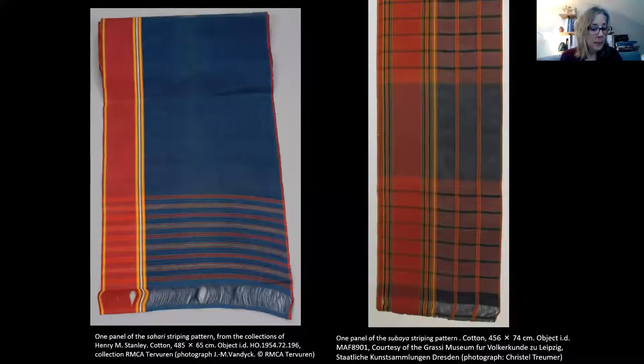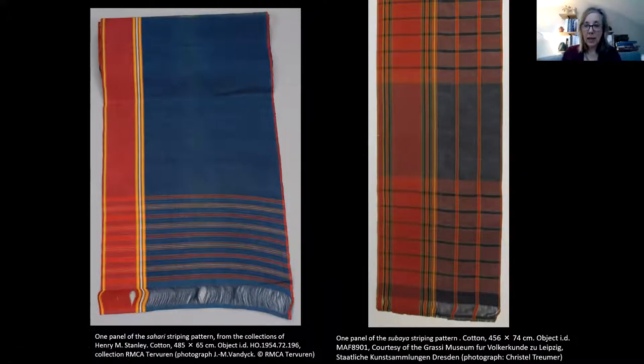Now, here are a few examples. And to our eyes, they may look similar to Kutchi striped cottons, but they were distinct in several ways that I think you can see. Also, the colors are different. Our striping, banding, and checks are different. They tend to have blue and white checks at the center.